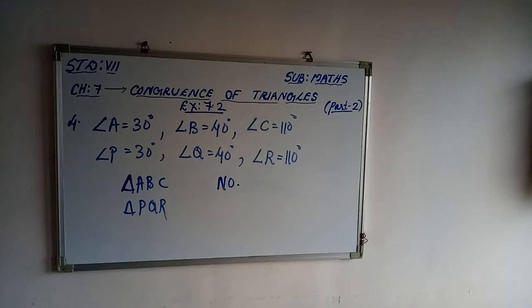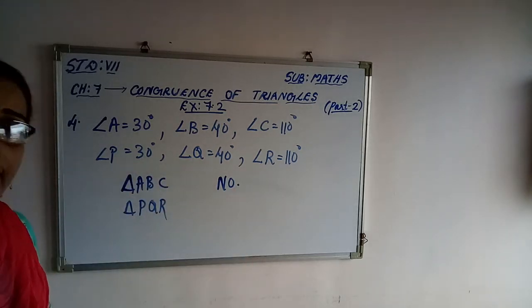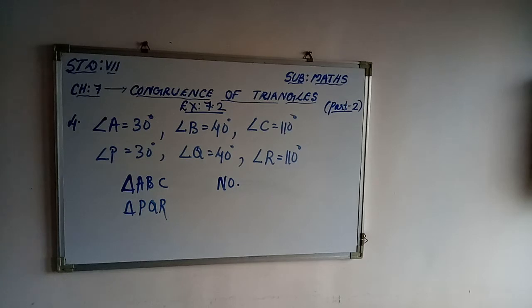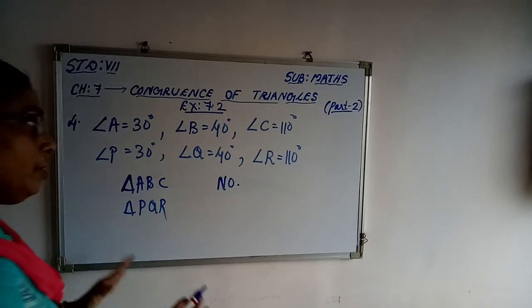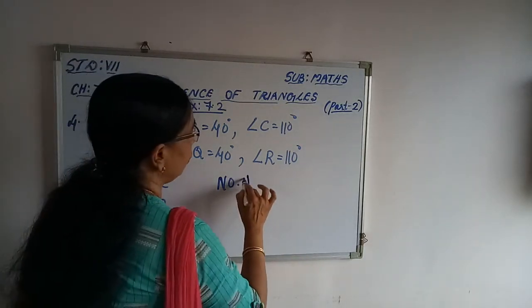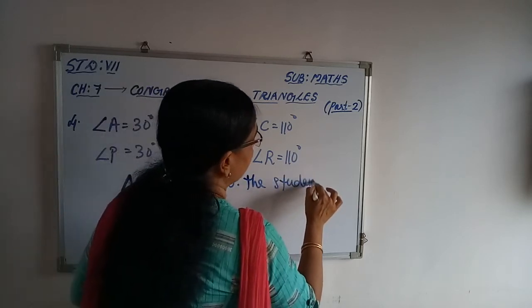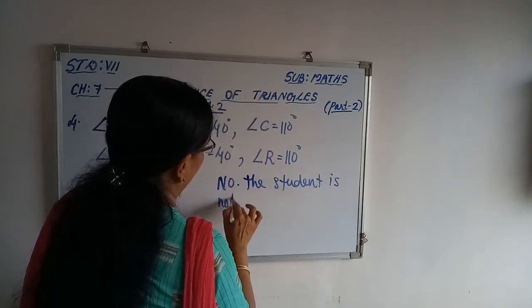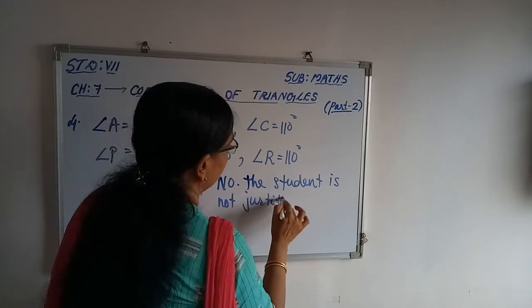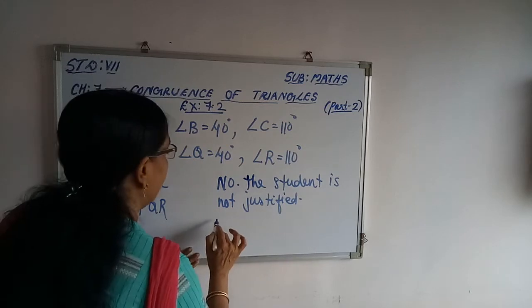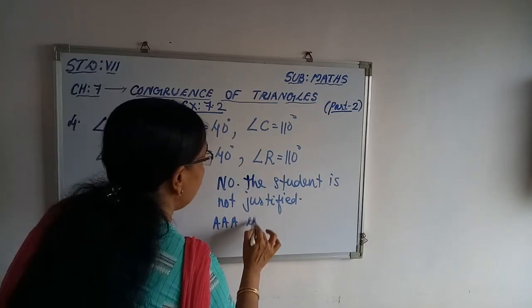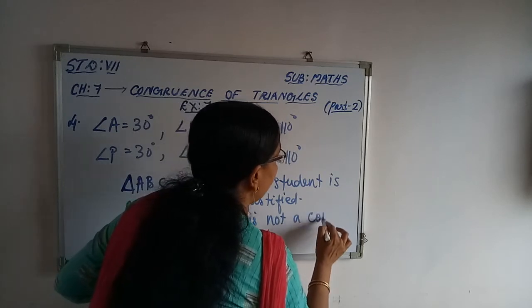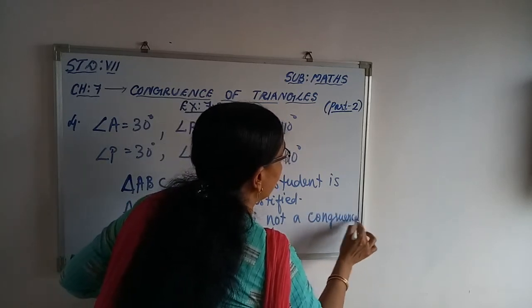The AAA congruence criterion does not exist. That means there is no such congruence criterion as AAA. We have studied SSS, SAS, ASA and RHS congruence. Isn't it? So AAA is not a congruence criterion. That is the reason. So we can write: no, the student is not justified. What is the reason? AAA is not a congruence criterion.